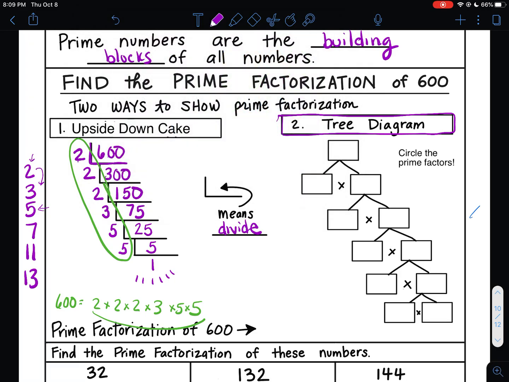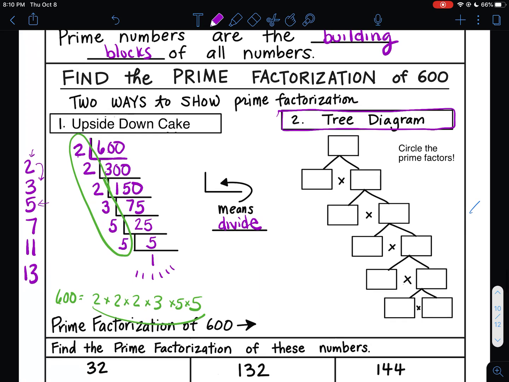Okay, so that is the upside down cake method. I'll show you another example in a minute for another number. And I promise you that is definitely the easiest method to use moving forward. So in case you want to use the trees, I'm going to show you that method right now. It's very, very similar. So you want to start with the number you're finding the prime factorization for at the top, which we're finding it for 600.